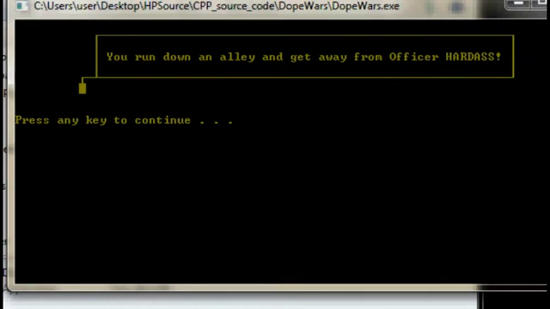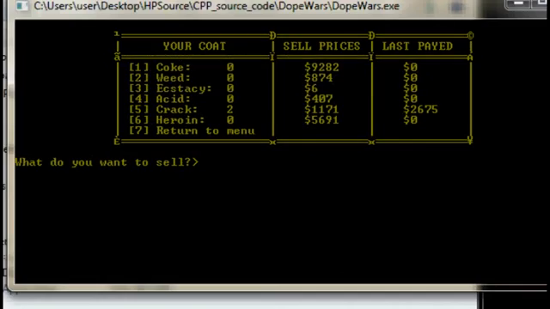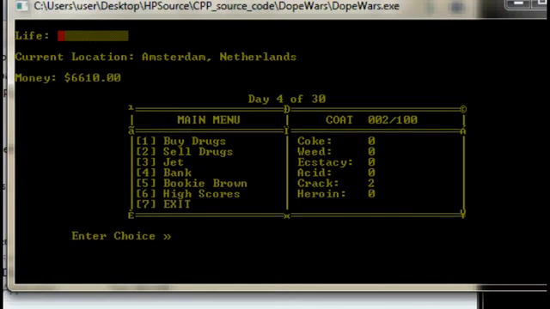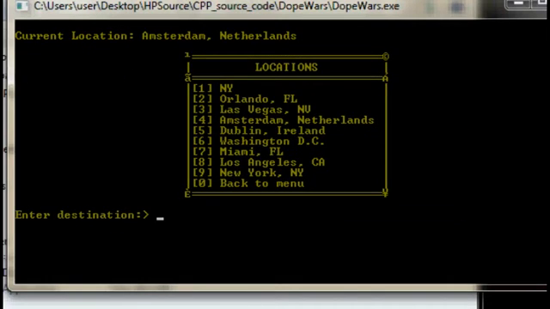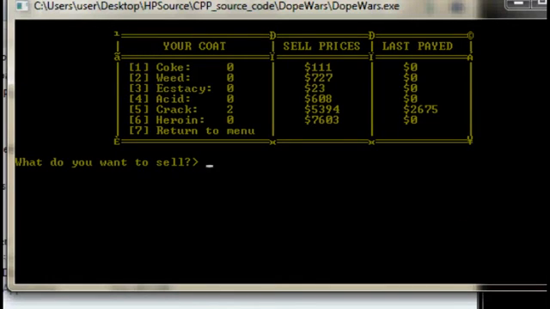Sell some crack for, oh, that's no good. I pay a lot more for it than what they're currently buying it for, so I don't think I'll be hanging around Amsterdam much longer. Ireland. Sell. Alright, their crack is actually worth a fair bit here. So what I'll be doing is selling some crack.